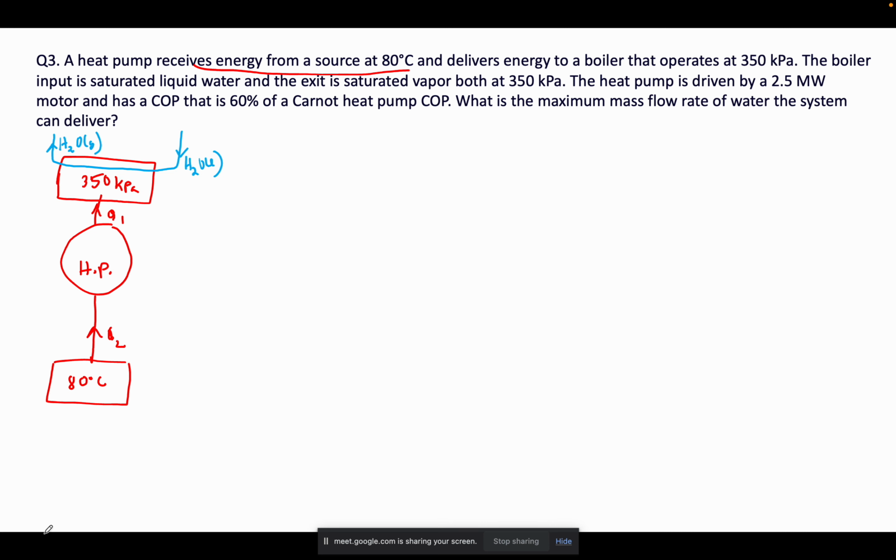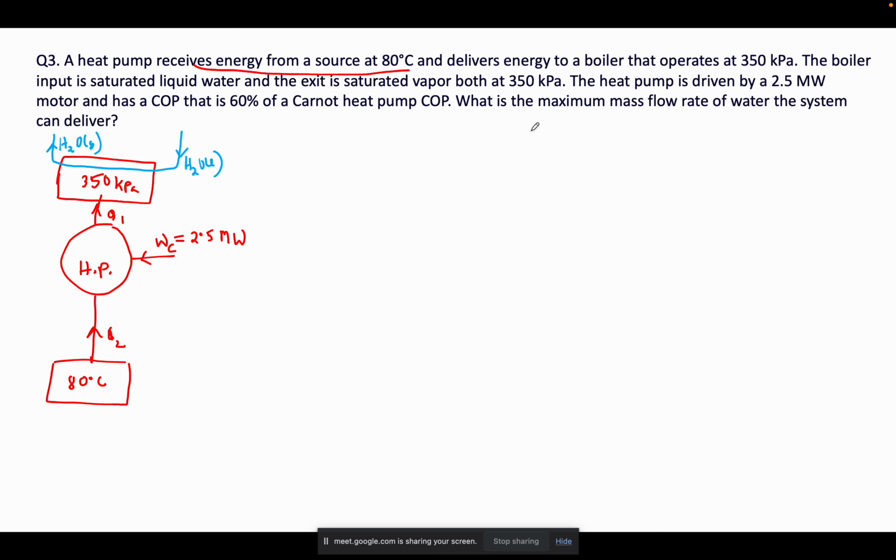Now this heat pump is driven by 2.5 megawatt. This heat pump carries energy from low temperature to high temperature. So according to the second law, it will require some amount of work, and this work is your 2.5 megawatt motor. It has a COP that is 60% of that of a Carnot heat pump. If this would have been a Carnot heat pump, whatever its efficiency would have been, it is 60% of that. Now we have to find out the maximum mass flow rate.